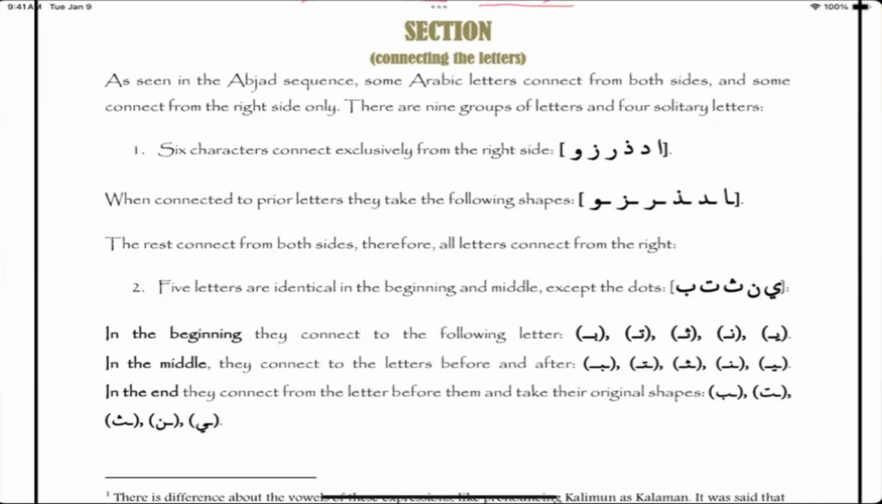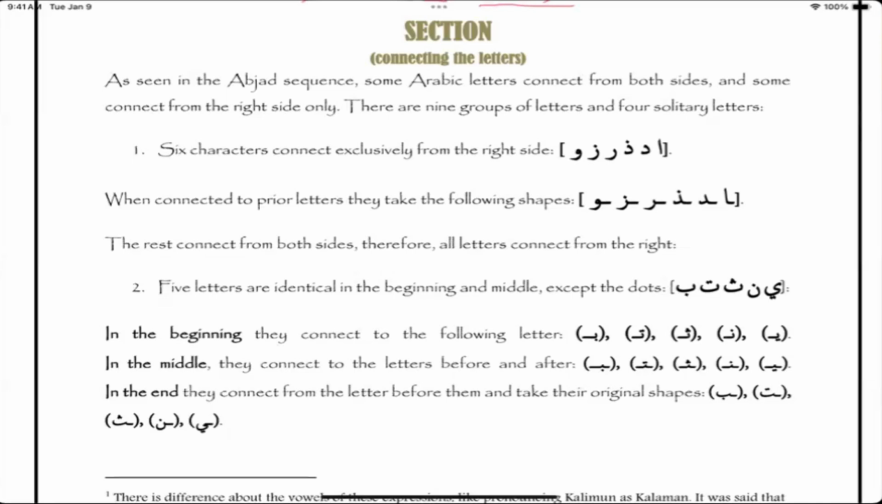So, as seen in the abjad sequence, some Arabic letters connect from both sides and some connect from the right side only. There are 9 groups of letters and 4 solitary letters. 9 groups of letters and 4 solitary letters.